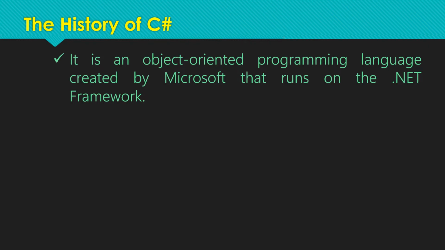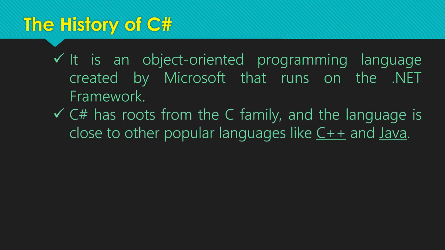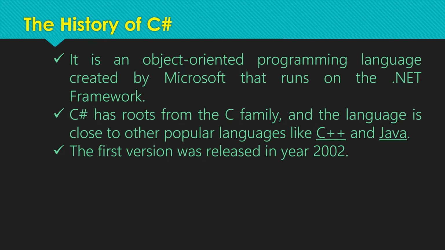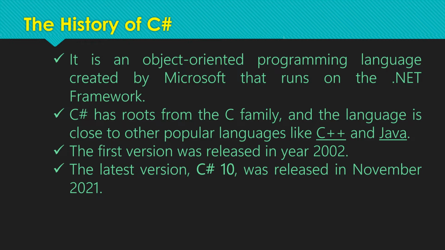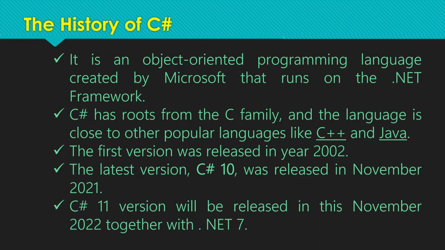History of C#. It is an object-oriented programming language created by Microsoft that runs on the .NET framework. It has roots from the C family, and the language is closer to other popular languages like C++ and Java. The first version was released in the year 2002, and the latest version, C# 10, was released in November 2021, and now the C# 11 version will be released in November 2022 together with the .NET framework.